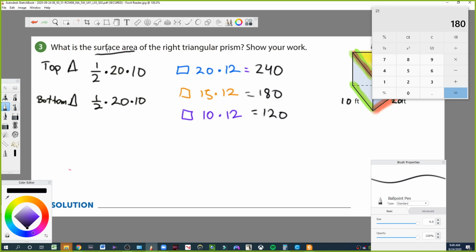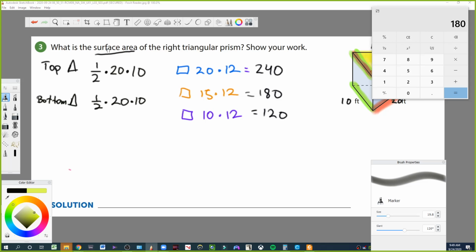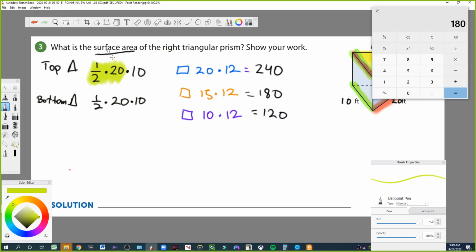Over here, let's do some yellow. For here, I'm going to take the half. So what is 1/2 of 20? 1/2 of 20 is just 10. And then I do 10 times 10. And that just gives me 100. So for this one, it'll be 100. But because my top and my bottom triangle are the same, this one's just 100 as well.